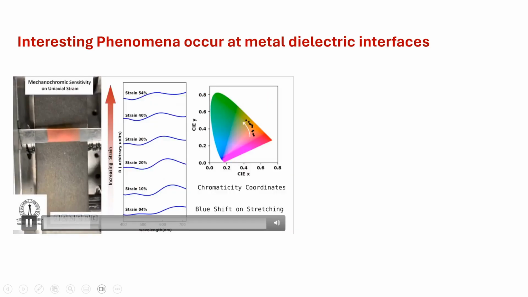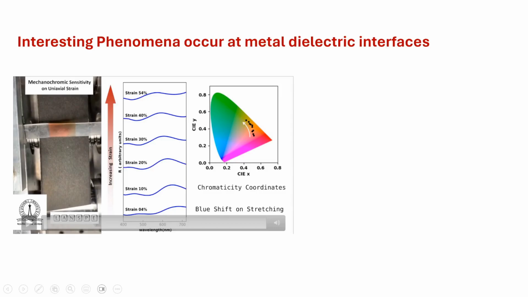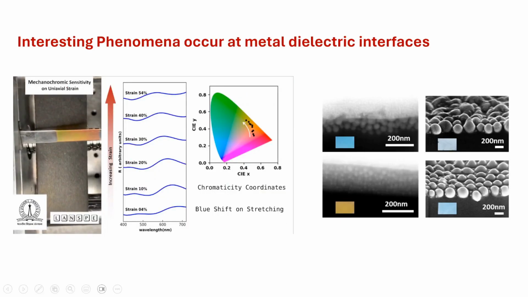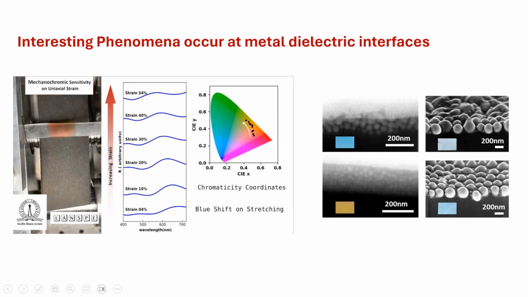Here what we are seeing is that as you stretch the material, it changes its color, and when you relax it back, it comes back to its own color. So here again that same phenomenon is happening. These are basically gallium metal. These are two slides from my own research, where we are able to place these two metals very close by, and as we stretch this material, the gap between these particles increases, and that leads to this change in color. So you see how interesting these metal dielectric interfaces are.